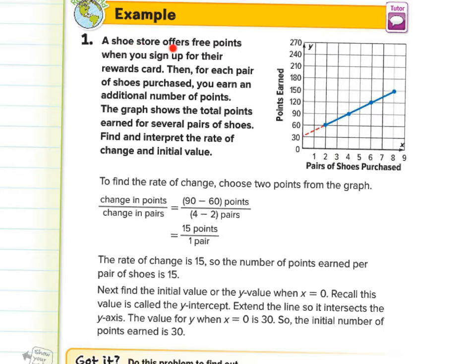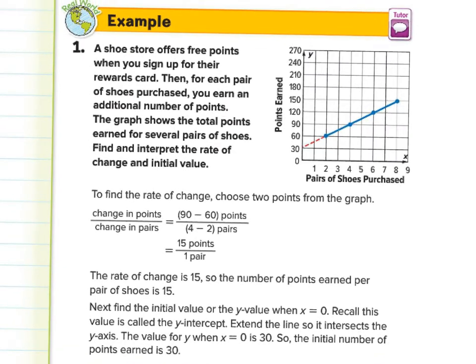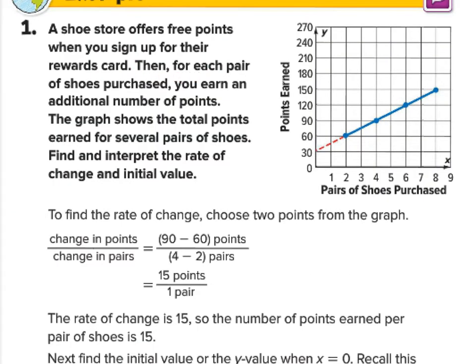A shoe store offers free points when you sign up for their rewards card. Okay, let me zoom out a little bit better. Then for each pair of shoes purchased, you earn an additional number of points. The graph shows the total points earned for several pairs of shoes. Find and interpret the rate of change and initial value.